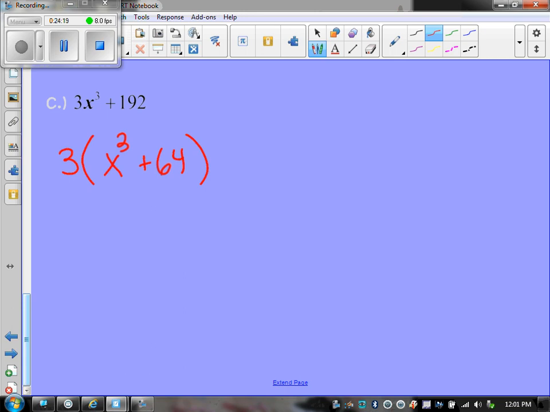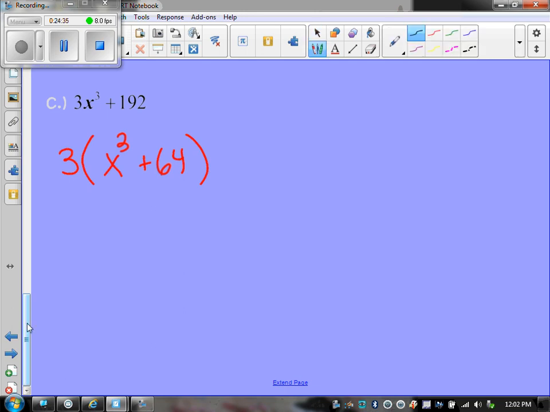If you didn't, you probably got stuck, didn't you? Because there is no way to break down a 3. Not with squares, not with cubes, nothing. So make sure you take out a GCF first. Now don't stop here. We're not done. We still need to see if we can factor a little bit more.